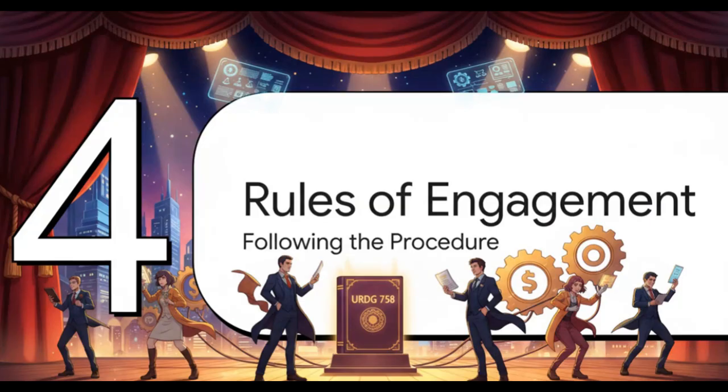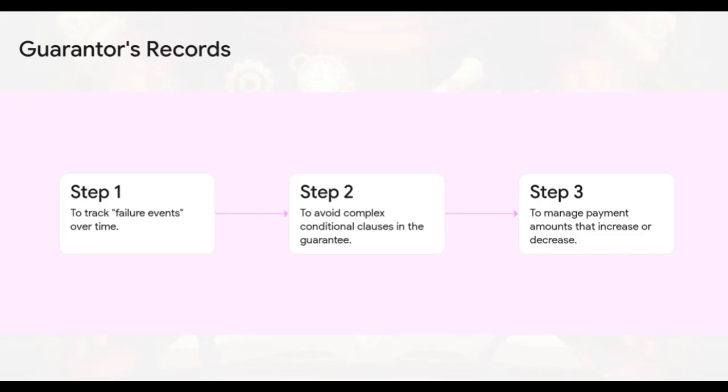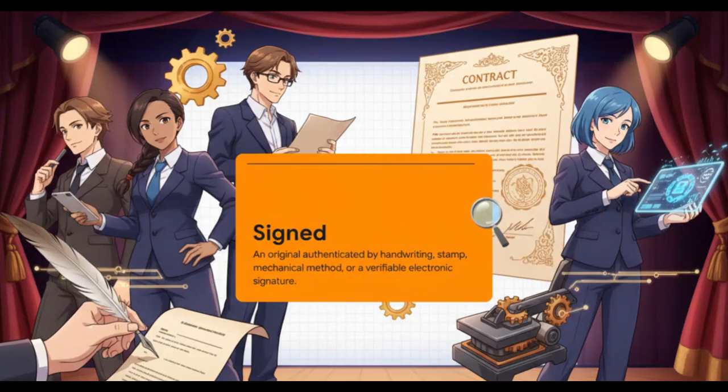Now, our play isn't just chaos and improv. It has very strict rules that every single character has to follow. This is where the procedural definitions come into play, and believe me, you're going to want to know these for the exam. So you might wonder, why are the rules so obsessed with the guarantor's own records? Well, it's actually pretty smart. It's not just rules for the sake of rules. It's a practical way to keep track of important events, to keep the guarantee itself nice and simple, and to handle amounts that might go up or down without having to rewrite the whole contract.